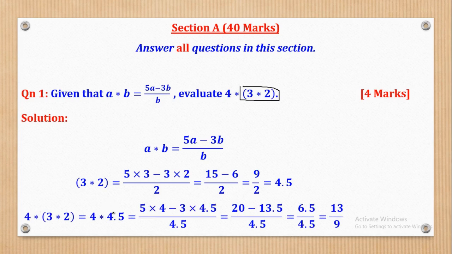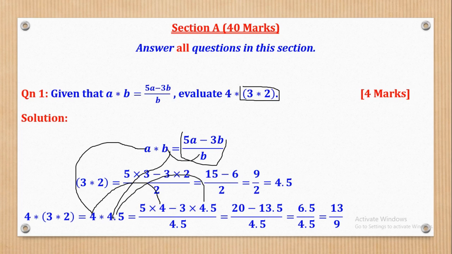Now in this case, our A is 4 and our B is 4.5. Therefore, we shall substitute in this formula. So we shall put this A here, this 4 will be here, and this B will be here. And again, this B is also a denominator, therefore we shall put 4.5 down.